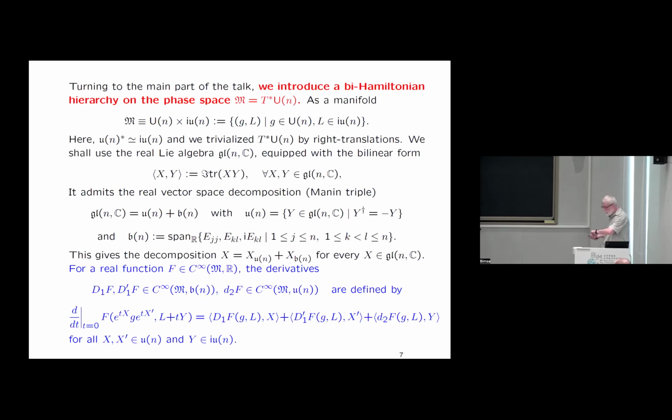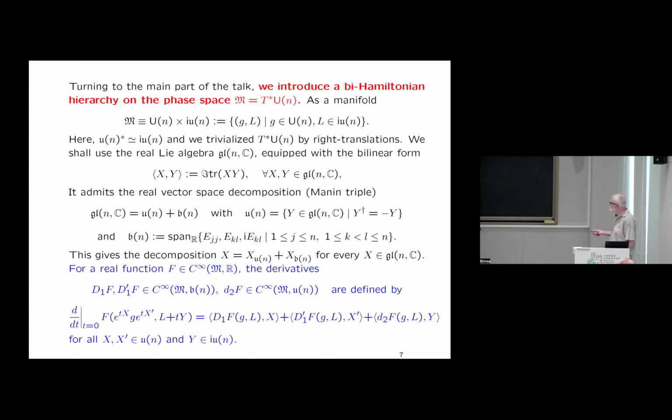Okay, so now coming to the main point. We take this cotangent bundle, and we trivialize the cotangent bundle by right translations, and also identify the dual of the Lie algebra of the group U(N) with the space of Hermitian matrices, and the pairing. The pairing is through this bilinear form. GL(N,C) is regarded as a real Lie algebra. So let's put this bilinear form, the imaginary part of the trace.